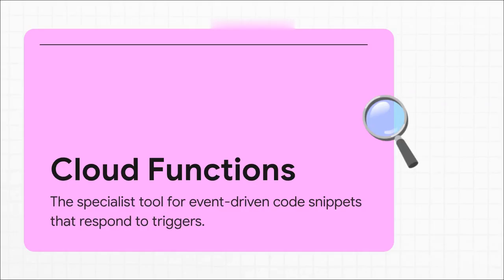And that specialist tool is Cloud Functions. You can almost think of it as being even further to the right on our simplicity scale, maybe just past Cloud Run. It's not for running full applications, but for running small snippets of glue code that fire in response to an event, like a new file getting uploaded to a storage bucket.